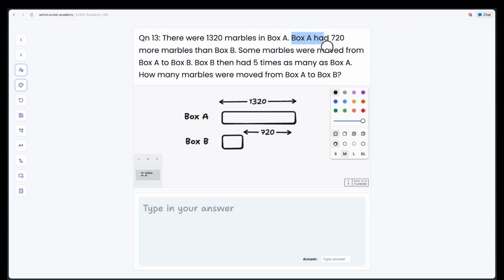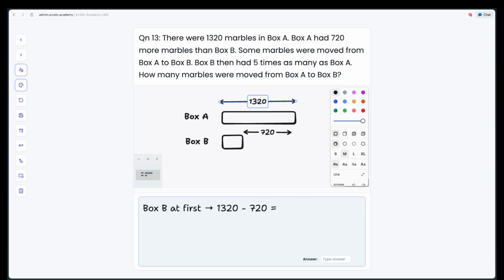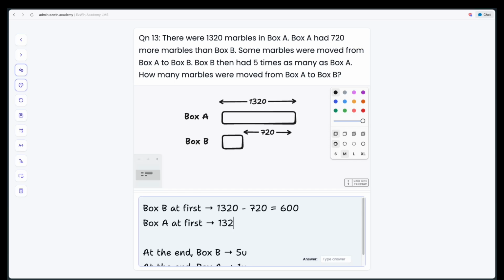So we know that box A had 720 more marbles than box B, and we know box A has 1,320. So for this case, box B at first will be 1320 minus 720, and this will give us 600. Okay, so we also know that at the end, box B has 5 units, and box A has 1 unit. We first also want to get the total, right? So box A at first has 1320. So total is equal to 1320 plus 600, and this gives us 1920.